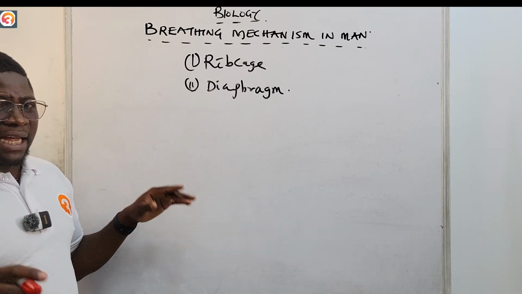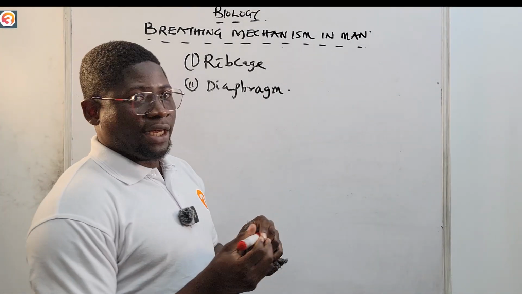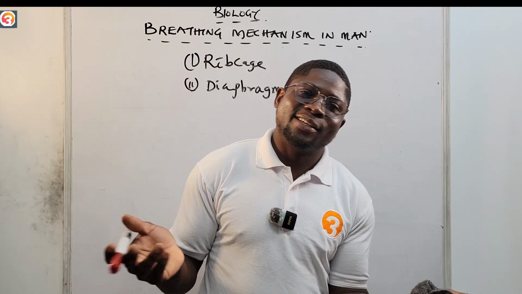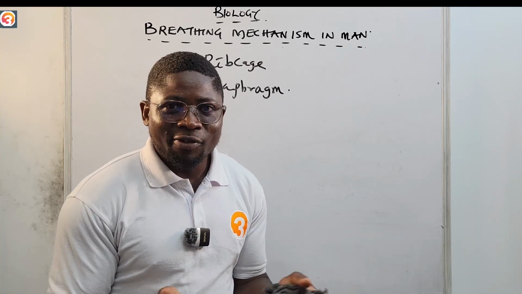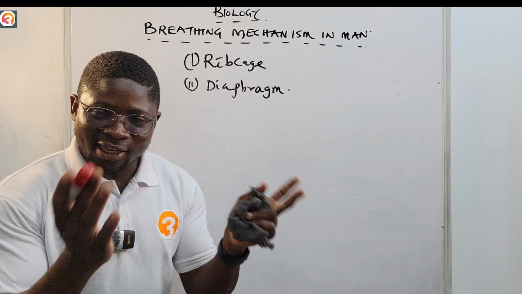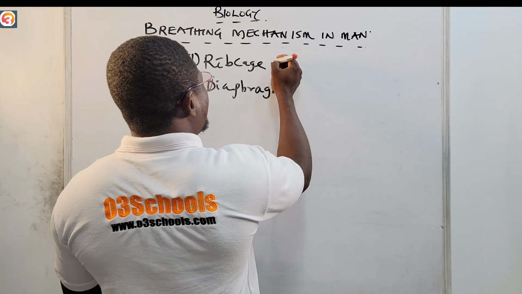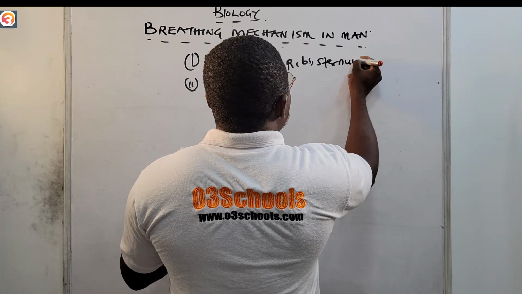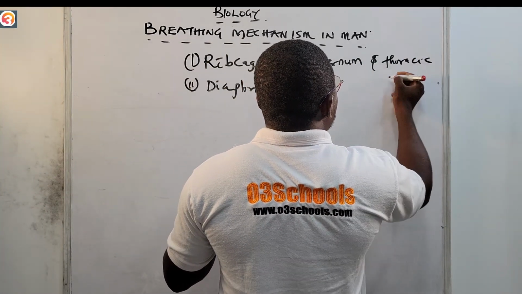Now I'm going to look at them one after the other. Are we together? All right, let us look at the first one, which is the rib cage. The rib cage is like a cage where ribs are, just like a dog cage is a cage where you put dogs, and a fowl cage is a cage where you put fowls. So the rib cage contains the ribs, the sternum, and the thoracic vertebrae.